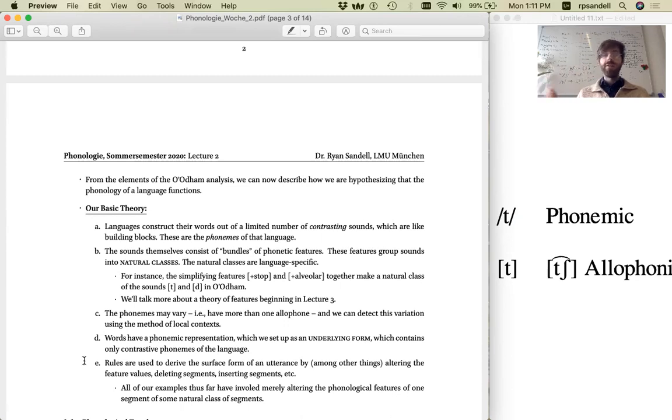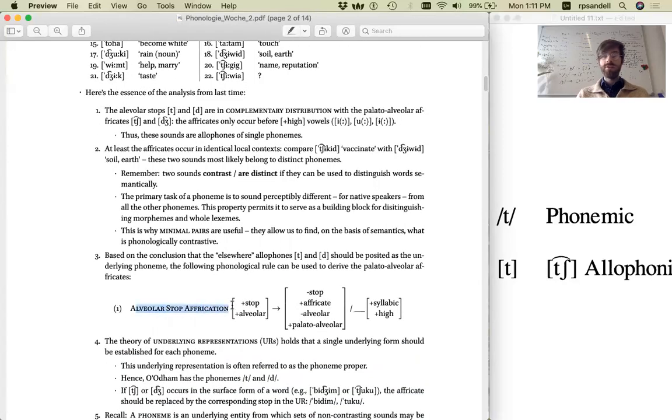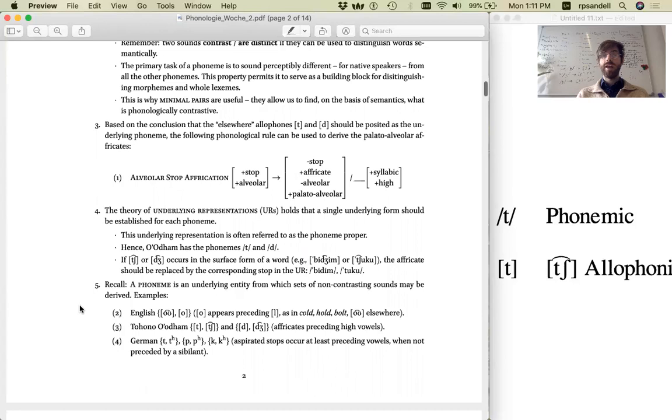And finally, the last step is to use a phonological rule to derive the surface form of an utterance by, for instance, altering feature values or deleting segments, inserting segments. Thus far, we've only seen rules of this type, rules that alter properties of a sound. And that's precisely what the alveolar stop affrication rule here does. It changes both the place and manner of articulation of those underlying alveolar stops.